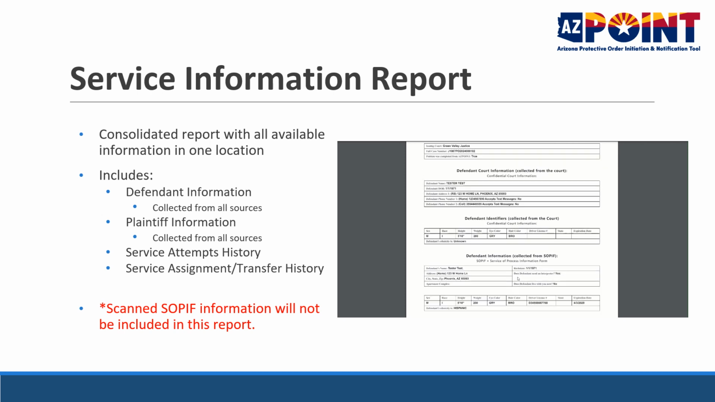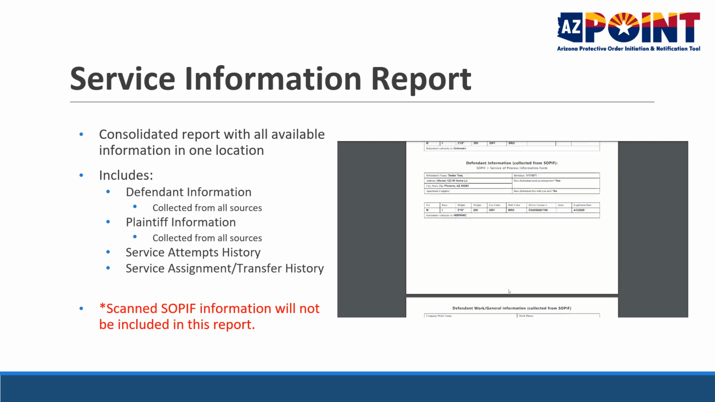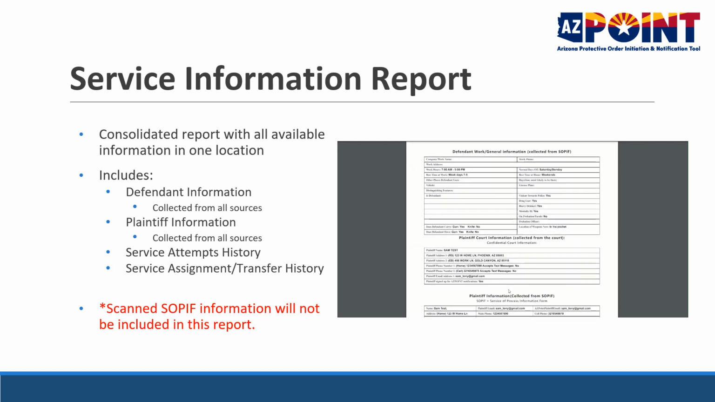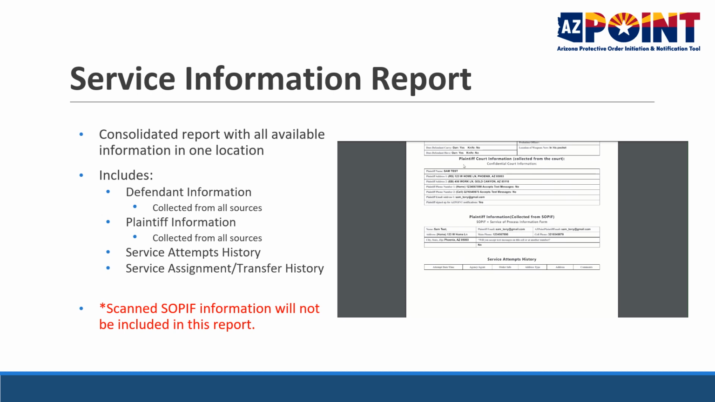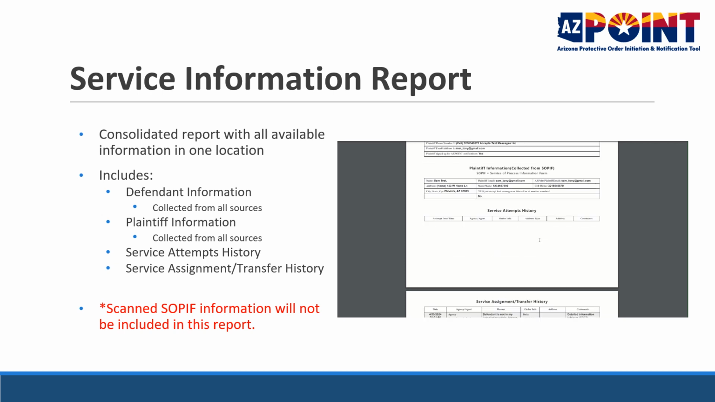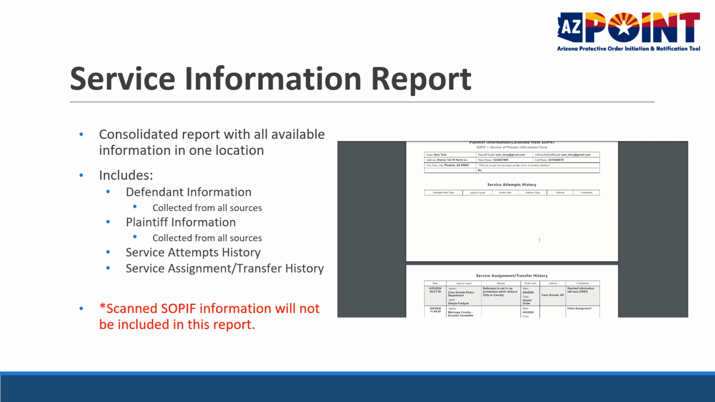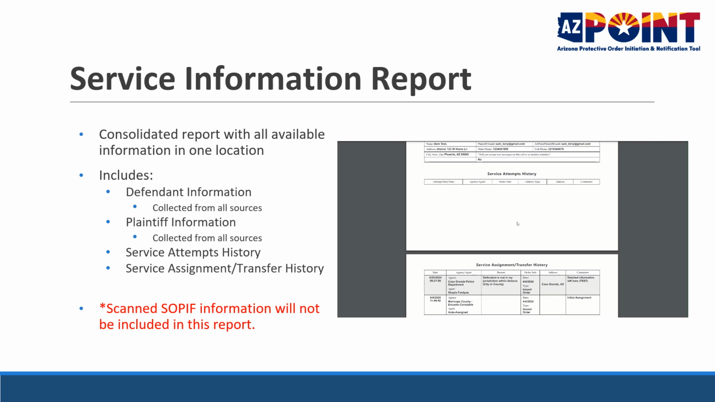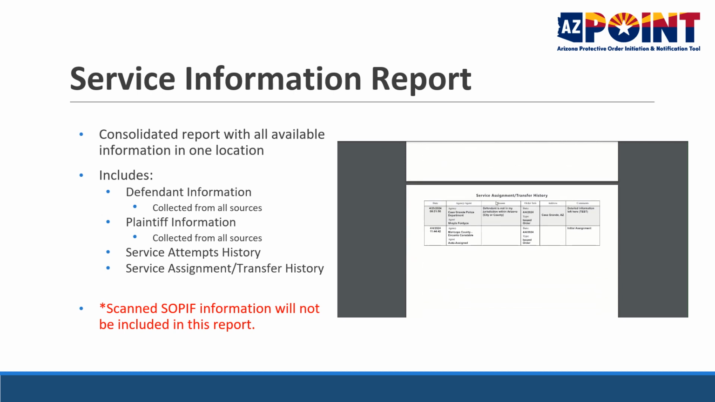So again, we've got the court case information at the top, followed by the defendant's information. We're going to give you the plaintiff information next, again, differentiated by where it was collected from. So we've got the court information here. We've got the plaintiff information from the service of process information form here. And then we're going to move into kind of the case history. So we've got the service attempts history, if there are any, and there are none here, so it's blank. And then we've got service assignment transfer history, so you can see when it was issued and who it was assigned to, and then if any transfers have happened within that as well.